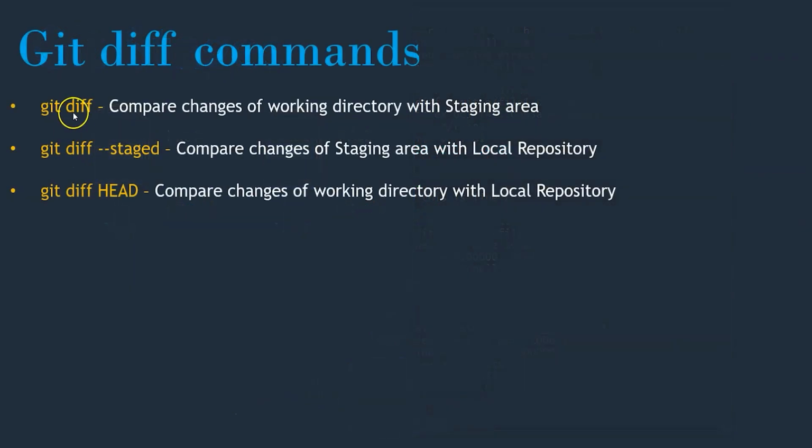So the first command which we executed is git diff. It is going to compare changes of working directory with the staging area. Next, git diff --staged. It is going to compare staging area changes with local repository. Instead of this command, we can also use git diff --staged HEAD. That also works and gives the same output. Next, git diff HEAD, it is going to compare working directory with the local repository. That is how git diff commands are going to work. That's all for this lecture, and see you in the next lecture.